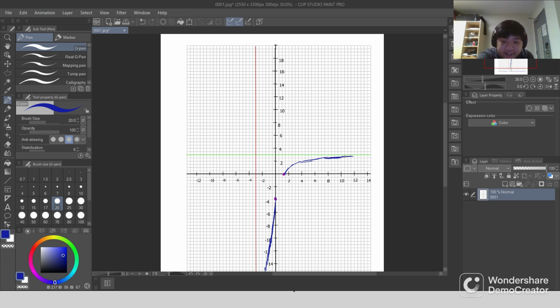Once again, sorry for the very, very bad drawing. It's my first time using these sort of tools to draw a graph. I usually use Desmos. So the first graph is supposed to look something like that. And the second one should look something like that too, but it's supposed to be mirrored on the other side, so it's going to look something like this.